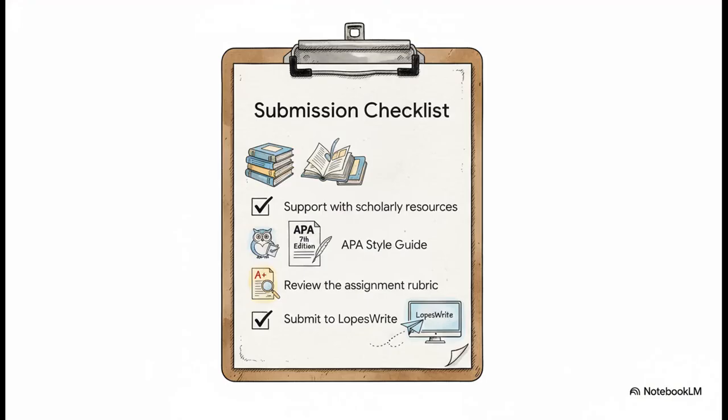And here it is, the final sprint, your submission checklist. Number 1, back up what you're saying with some scholarly resources. 2, get your formatting perfect with the APA style guide. 3, read the assignment rubric. It's literally the answer key for how you're being graded. And 4, make sure you submit it through Lopes Write. Check off these 4 boxes and you are golden.